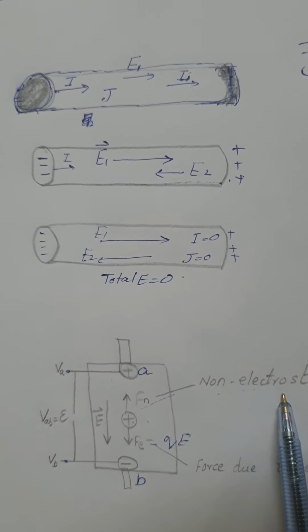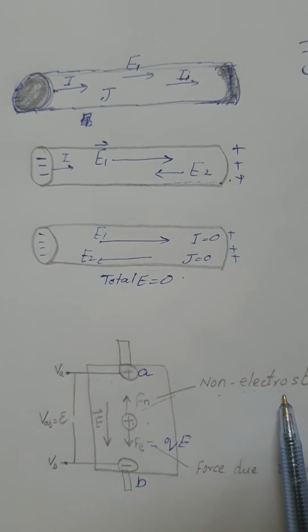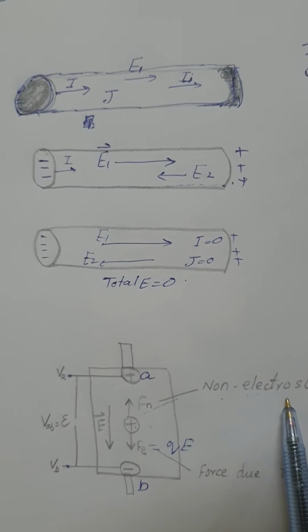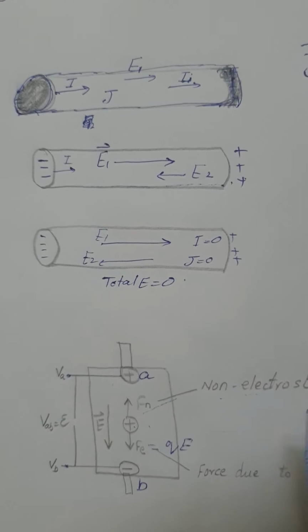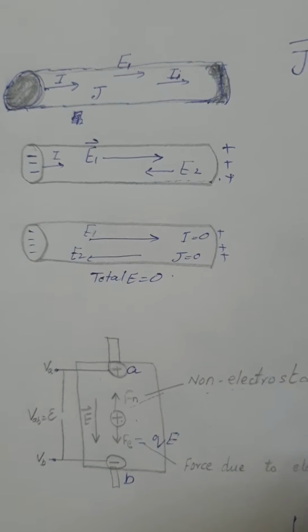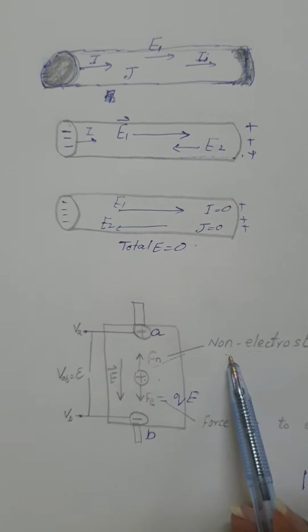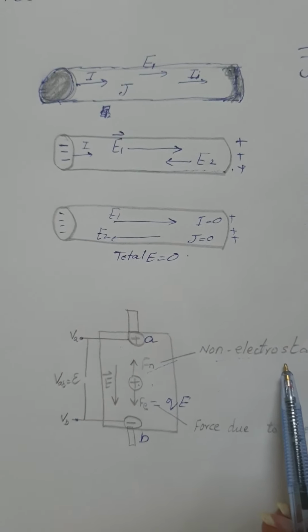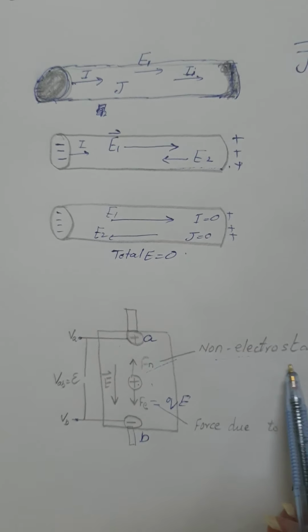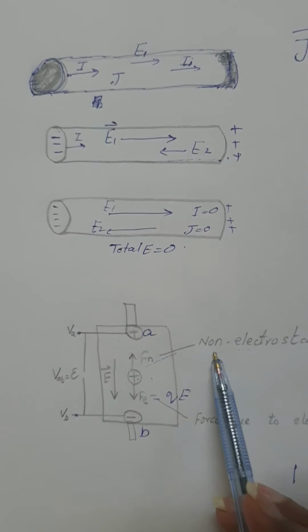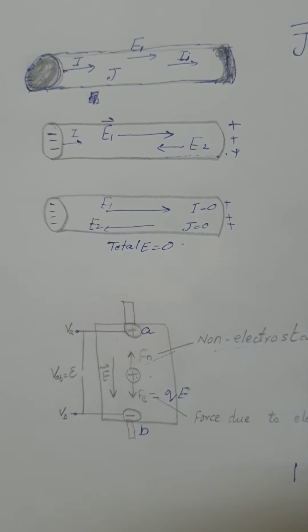And in an electrostatic machine, such as a Van de Graaff generator, an actual mechanical force is applied by a moving belt or a wheel. So this non-electrostatic force is dependent on which source we are using.